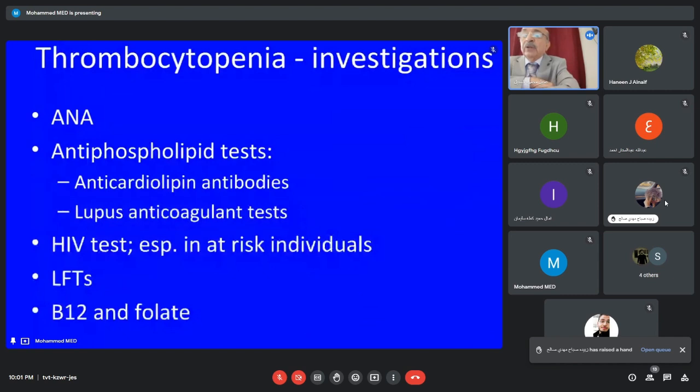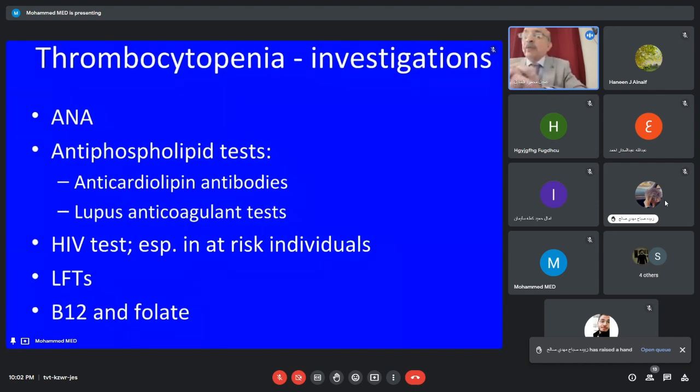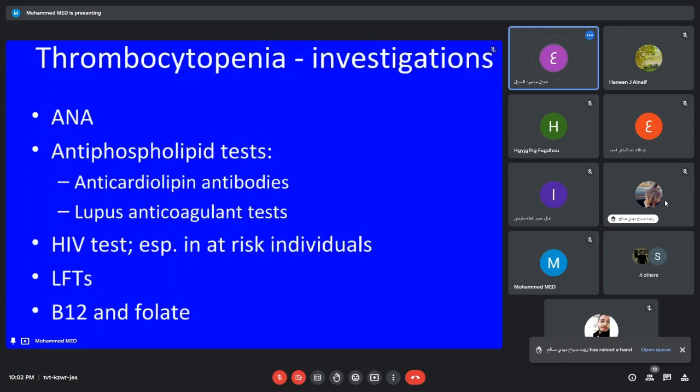You may need, particularly in females, to do an anti-phospholipid test. You do an HIV test. You investigate the liver, as we said earlier. And again, as I have said earlier, please don't forget to check the B12 and folate. Again, in my experience, B12 deficiency as a cause of thrombocytopenia is much more common than folic acid deficiency, although in textbooks they put them together. But I will say it again, in my experience, B12 is a much commoner cause. Next slide, please.